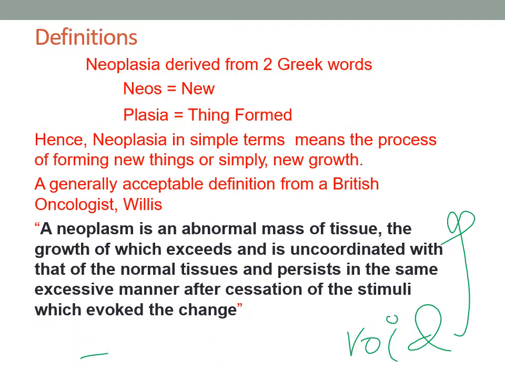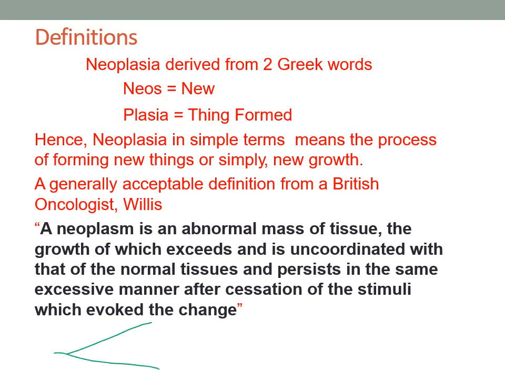But why do we say neoplasia? Neoplasia also is an increase in cells. But this increase in cells is abnormal. Why abnormal? Because it lacks these two things. Number one, it is not coordinated.